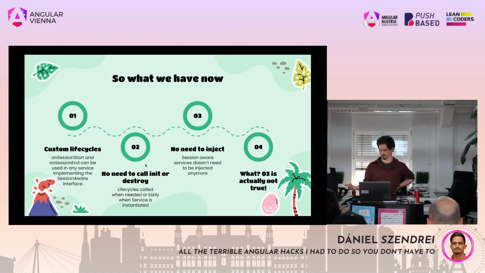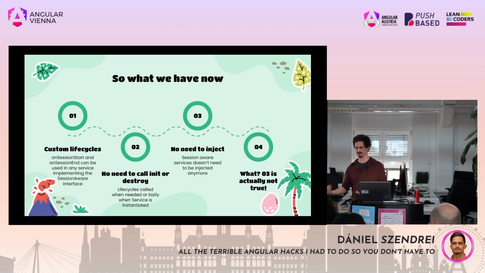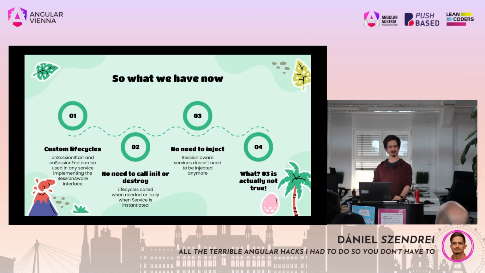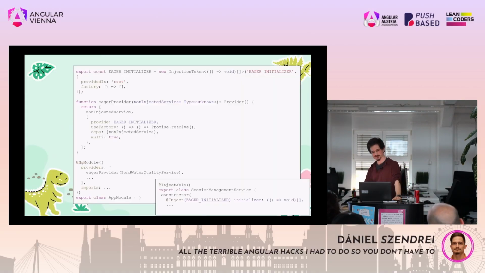You don't need to inject the services anymore, right? But it's not true. So you still need to inject them, right? Because the injection will essentially create an instance for it. But we can have a hack for that. So how about making Angular inject the services without actually injecting them anywhere? You can create an initializer. This is basically an injection token. It doesn't do anything. It's just a function returning void, but it actually doesn't do anything.